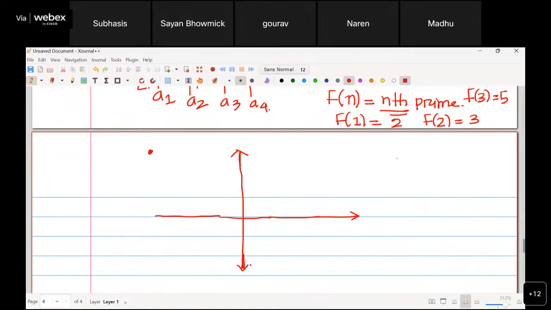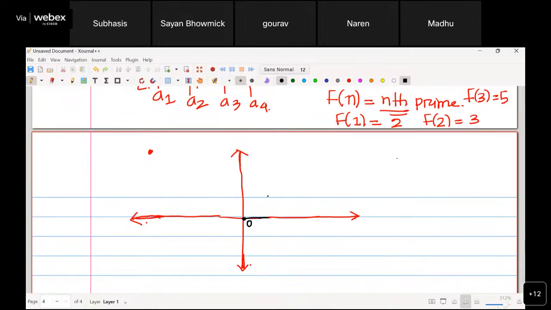So if you draw the graph of, let's say, the greatest integer function, in the interval 0 to 1 it's basically 0, right? So we are not considering 1 over here. One would be an open circle.